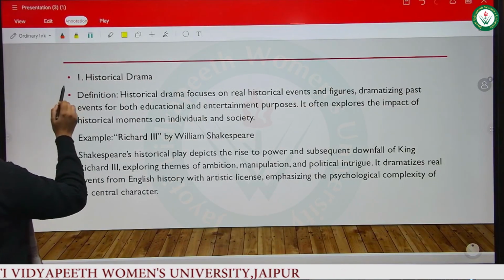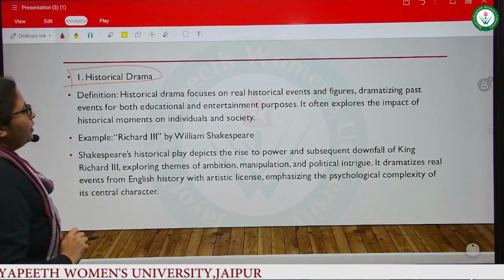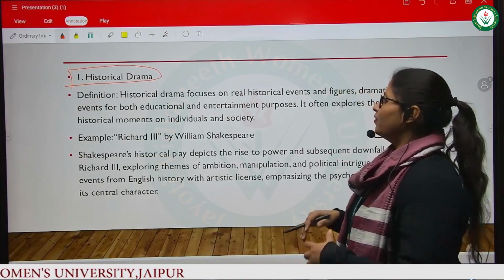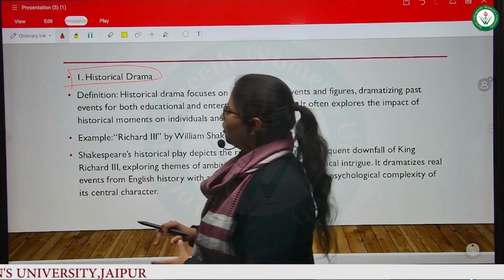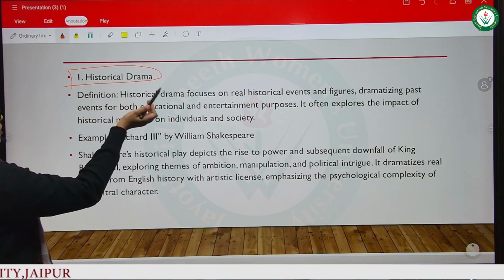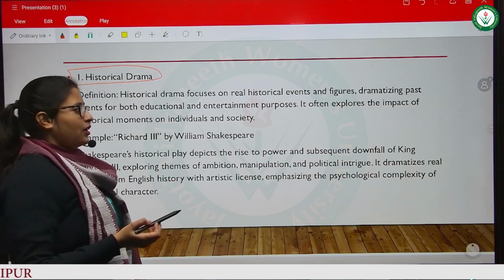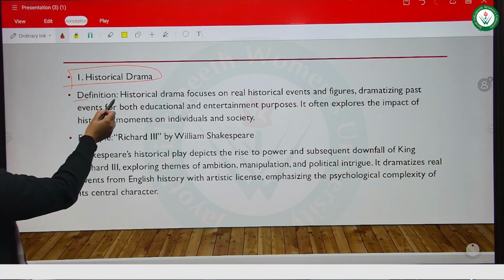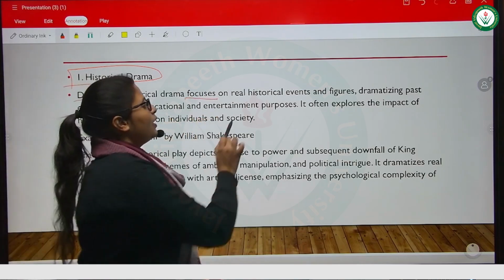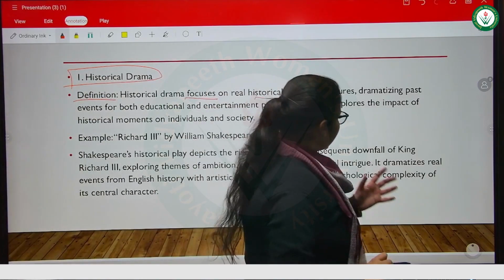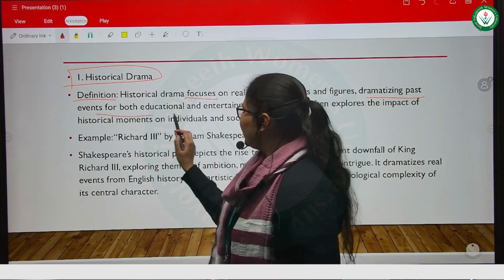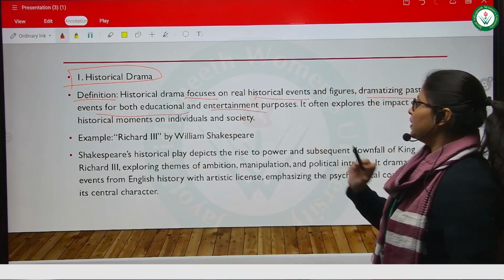From the name historical, we get the idea about what the whole drama will be all about. It will be about historical events. So what is the definition? Historical drama focuses on real historical events and figures, dramatizing past events for both educational and entertainment purposes.